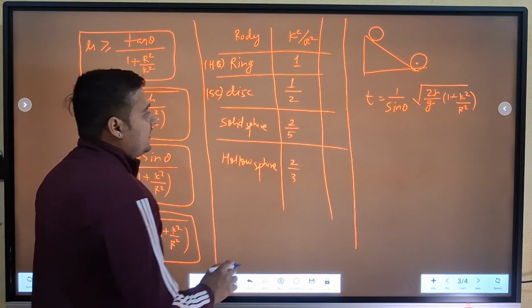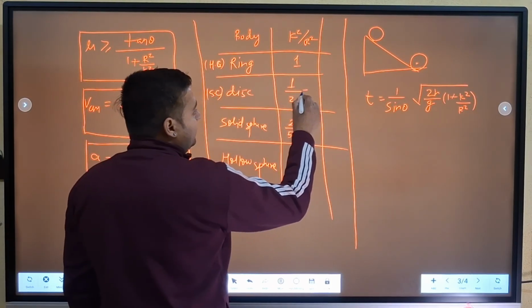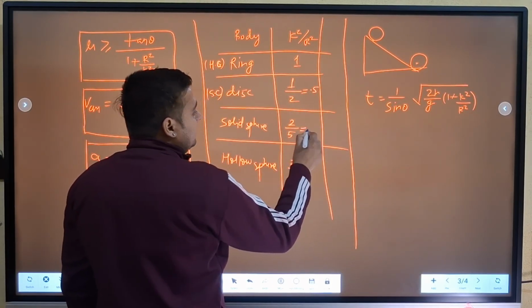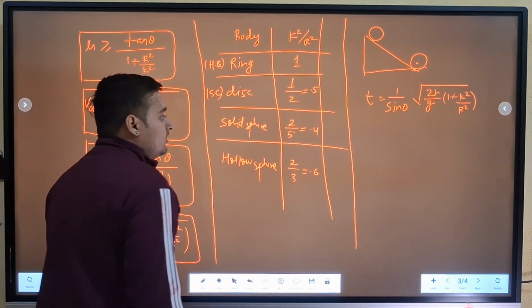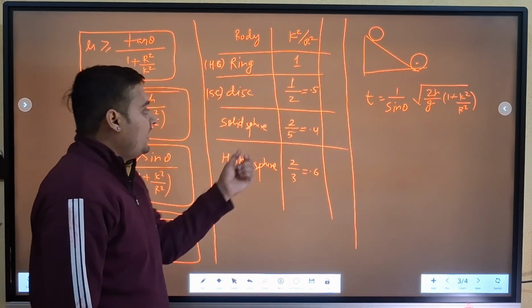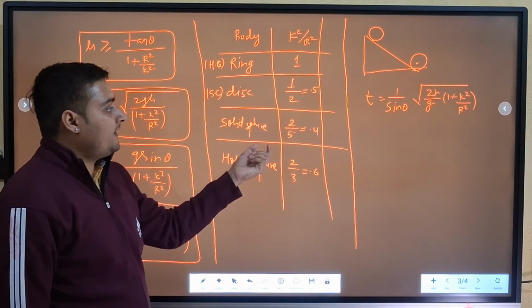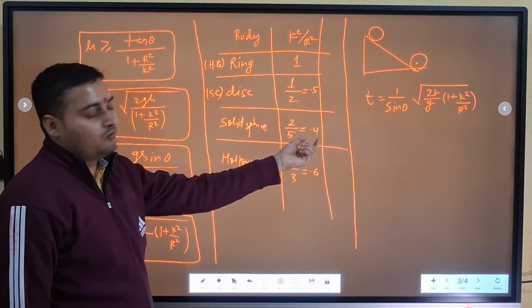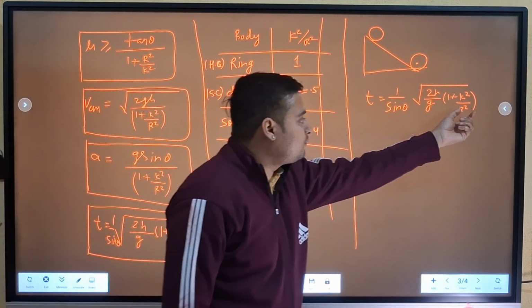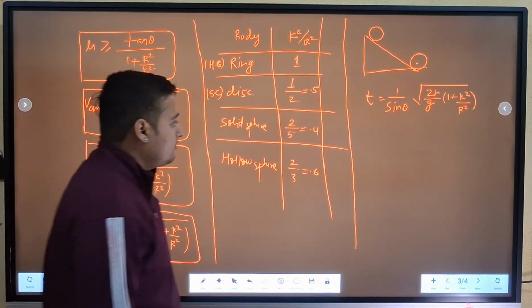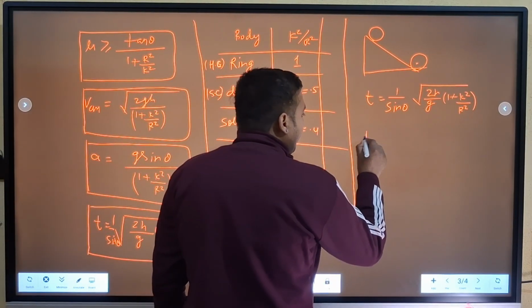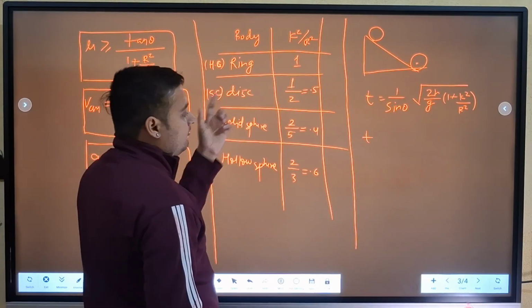So which value will be less? Here 1 is given, this value will be 0.5, this value will be 0.4, this value will be nearly 0.6. So if you see, the case of solid sphere, which is 0.4. If you put this value 0.4 here, this solid sphere will take the less time. So we can write from here, time taken by the ring will be the most.